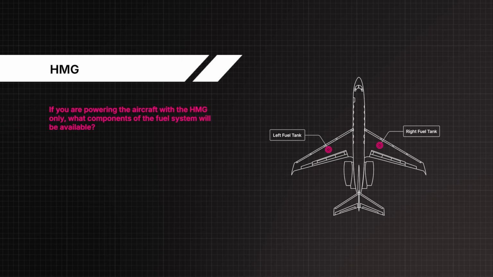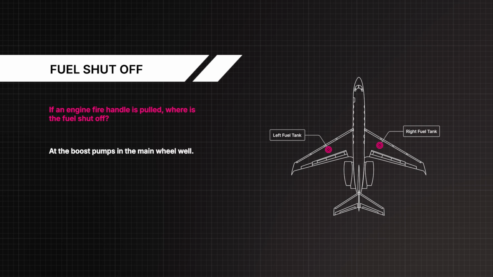If you are powering the aircraft with the HMG only, what components of the fuel system will be available? Left and right main boost pumps, crossflow and intertank valve. If an engine fire handle is pulled, where is the fuel shut off? At the boost pumps in the main wheel well.